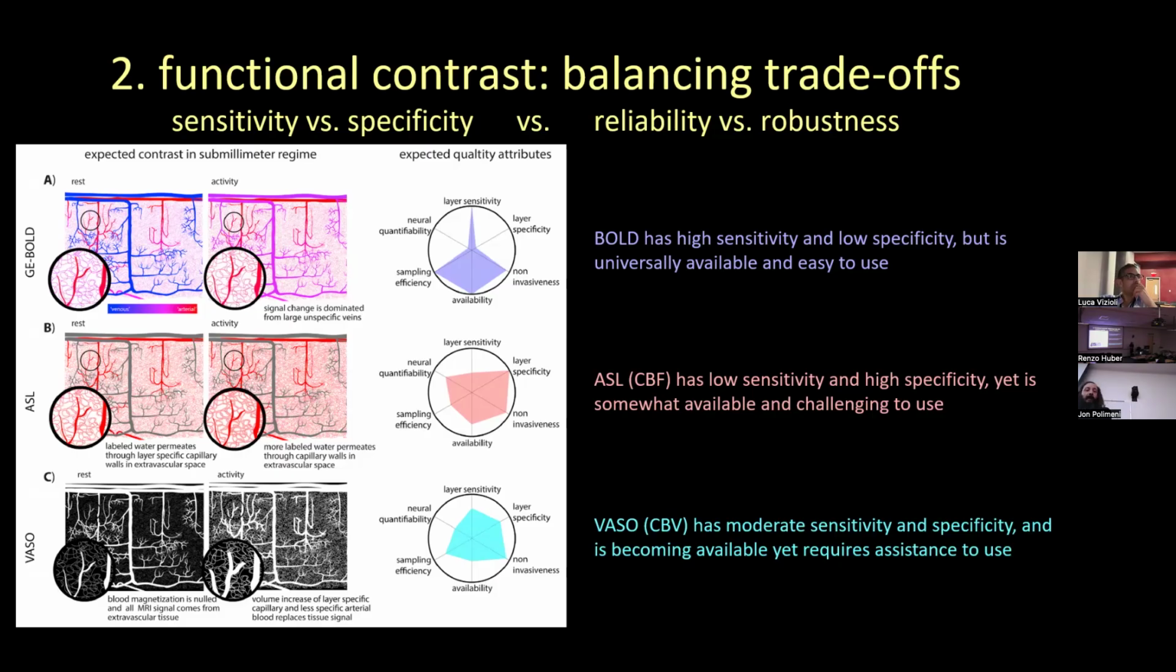VASO, which is a measure of cerebral blood volume, has sort of a nice balance. It has moderate sensitivity, pretty good specificity, and I think it's becoming more widely available, yet I think it still requires some assistance to use. It's hard enough to optimize your imaging protocol for spatial and temporal resolution and coverage. VASO, I think, also requires some optimization, especially for non-standard brain regions. And if you have any questions, Lorenzo is, of course, the expert, and he can help you get your VASO protocol set up for your brain area of interest.